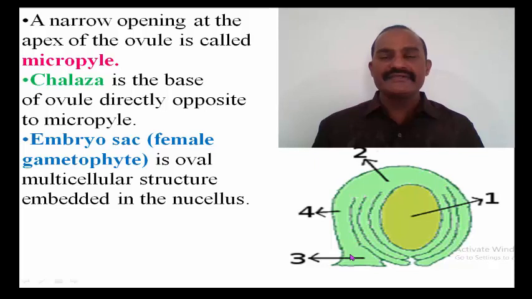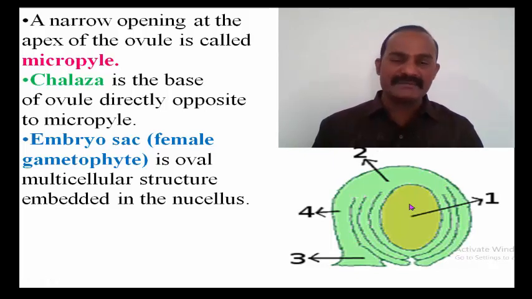A narrow opening present at the apex of the ovule, we call it a micropyle. Opposite to that, there is another group of cells called chalazal cells, and this chalazal end, the chalaza, forms the base of the ovule, and it is exactly opposite to the micropylar region. Then within the nucellus, within the integument, the embryo sac is present. Very soon we are going to study the development of female gametophyte or embryo sac. It is a multicellular structure embedded within the nucellus.